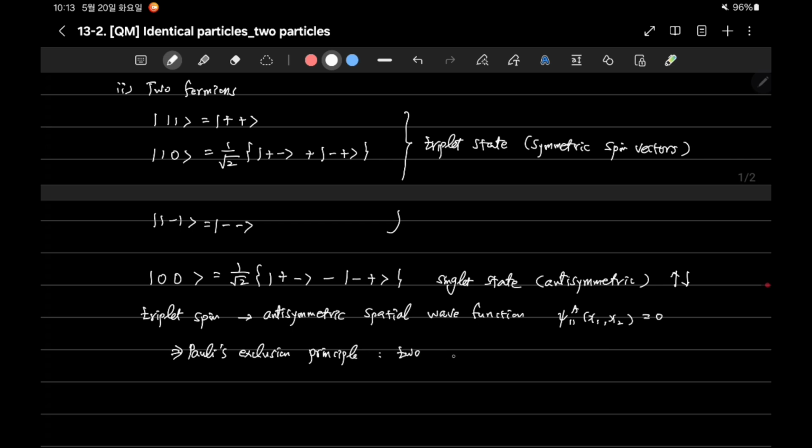Two particles with the same spin cannot be occupied in the same quantum state.